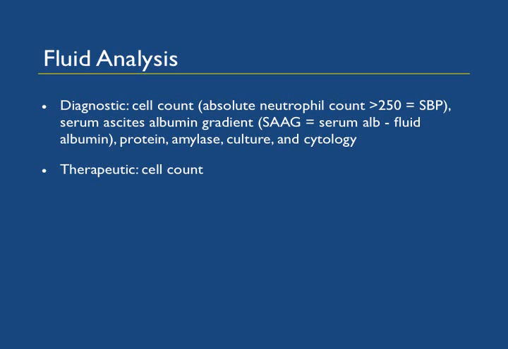which is most commonly due to cirrhosis, but can also be due to cardiac failure, portal vein thrombosis, Budd-Chiari, or extensive liver metastasis. If, however, the SAG is less than 1.1, this would support another cause of ascites, including peritoneal carcinomatosis, tuberculosis, peritonitis, pancreatic ascites, biliary ascites, nephrotic syndrome, or serositis.